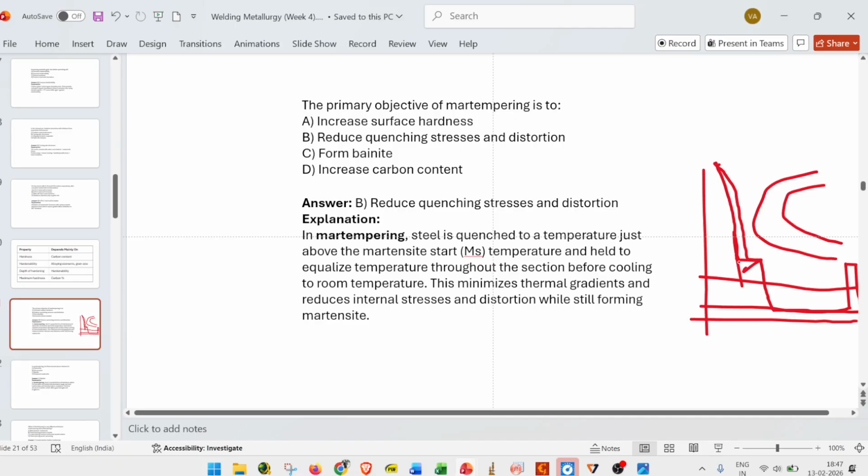Okay, then before cooling to room temperature, there is minimal thermal gradient and reduced internal stresses. Okay, distortion will still form in the bainitic phase. So once uniform temperatures are reached, if we now cool it, the entire region will be converted into the martensitic phase. Okay, so if we cool directly here, because of the two different cooling rates, internal stresses may generate, which we can avoid by this martempering process. Okay.